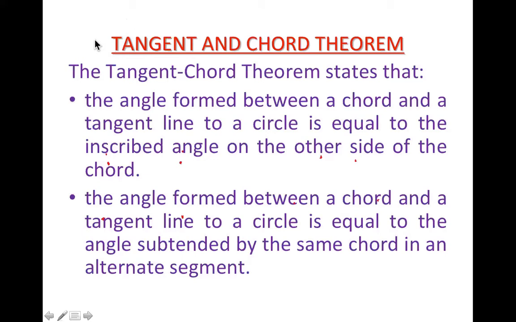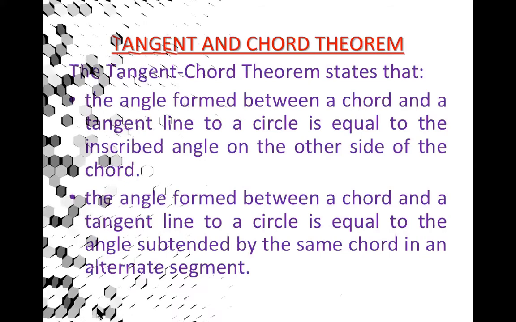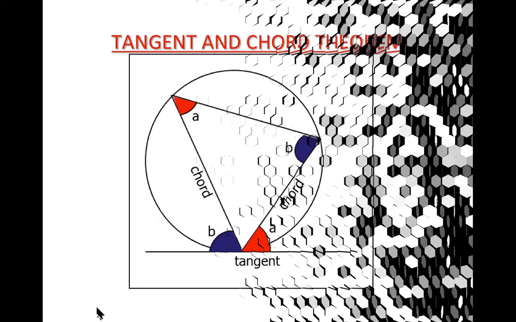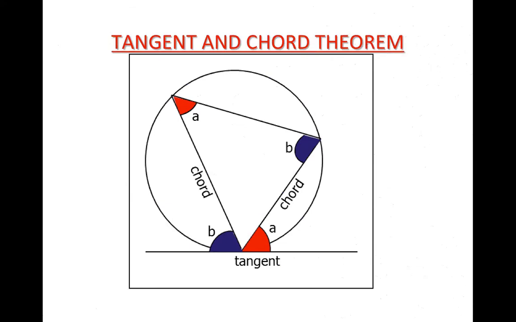Now, the tangent and chord theorem states that an angle formed between a chord and a tangent line to a circle is equal to the inscribed angle on the other side of the chord. You can also say it as the angle formed between a chord and a tangent line to a circle is equal to the angle subtended by the same chord in the alternate segment. We'll look at that also. Remember, you've done this theory in grade 11, so we're just going over it before we start the final exam question.